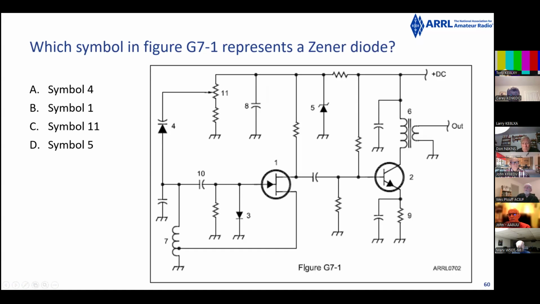Which symbol represents a Zener diode? Symbol 4 on the left, symbol 1, which you already know is a field effect transistor. Symbol 11, which is, where's 11 here? No, I'm not seeing 11. Where's 11? Upper left. Oh, okay. Upper left, or symbol 5, which is in the top center. It's either 4 or 5. Yeah, okay. So the answer is D, symbol 5. Sorry, I didn't warn you about these things. Zener diode.